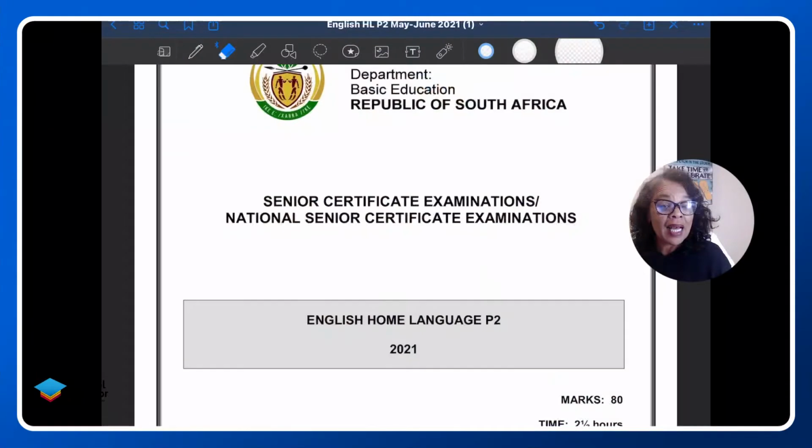I'm going to run through the format of your English Home Language Paper 2. That is your literature paper, and you'll see that it's quite a bulky paper and it can get very confusing, but hopefully this will help you when you are confronted with that question paper that looks like it's a novel on its own, right? So I'm using the 2021 English Home Language Paper 2 as our sample.